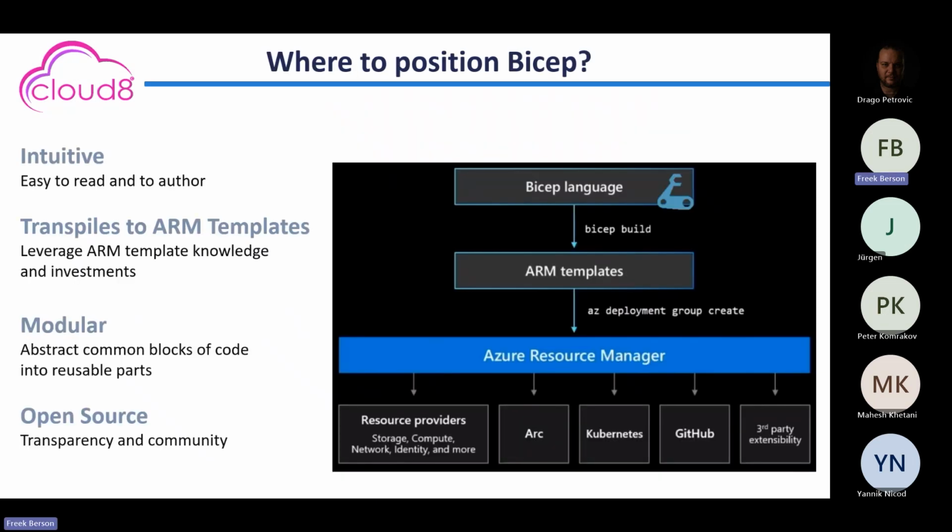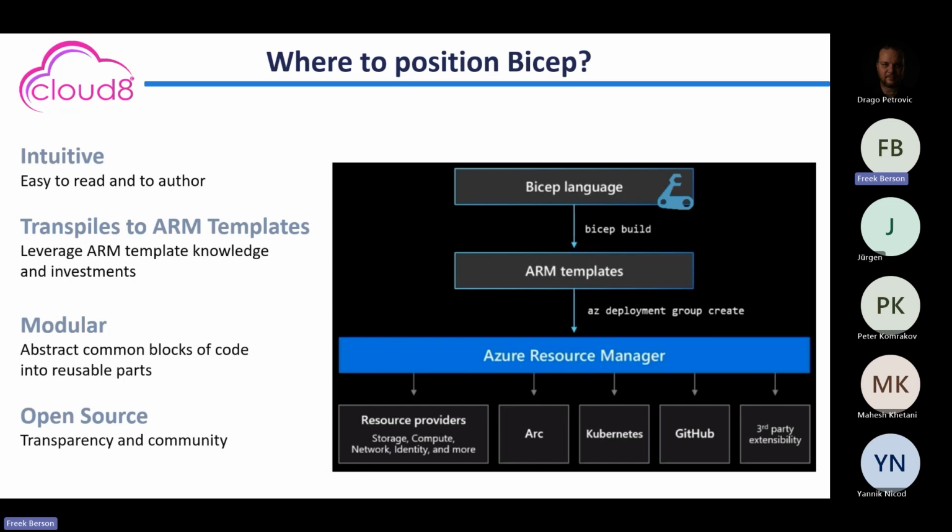So if we know that, where then do we position Bicep in the Azure Resource Manager architecture, if you will? If you take a look at the diagram on the right-hand side, we have the Azure Resource Manager engine, the ARM engine, that one in blue. That is not going to go away. On top of that, we also still have ARM templates. Those are also not going to go away. But on top of that, we have the Bicep language.